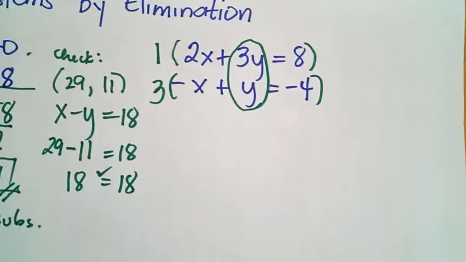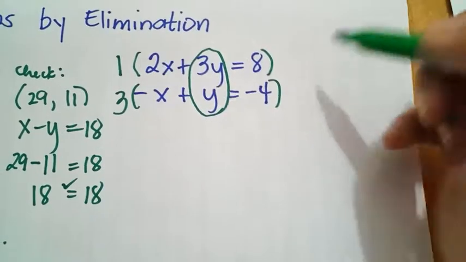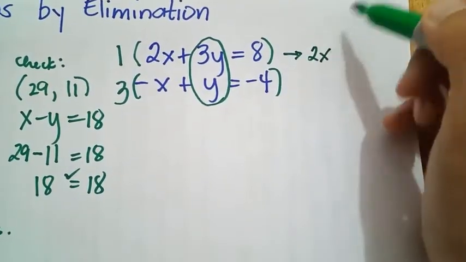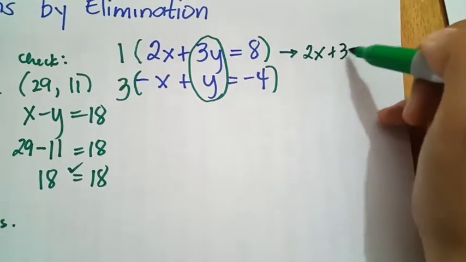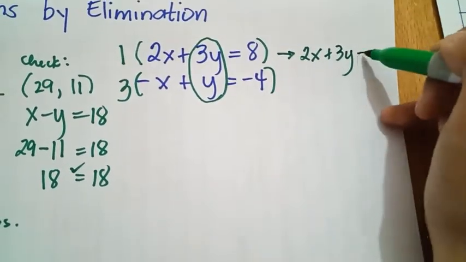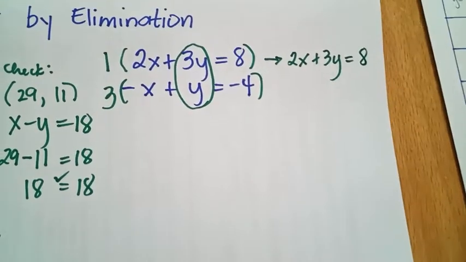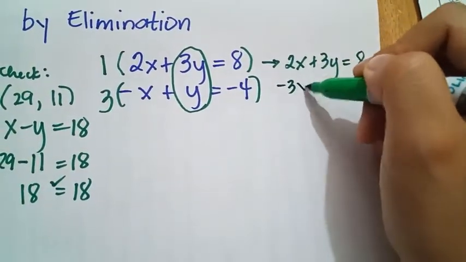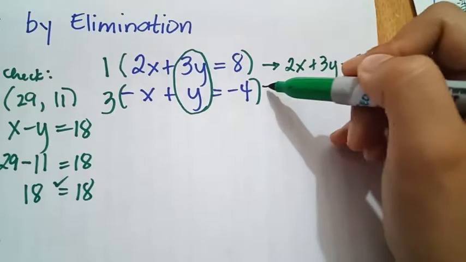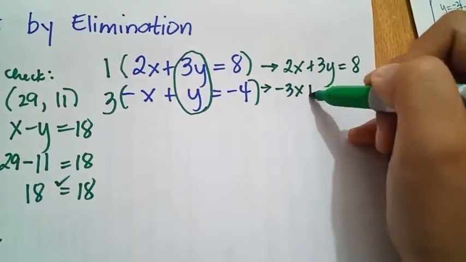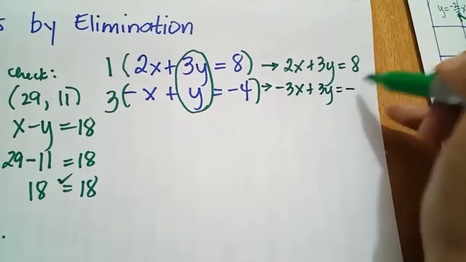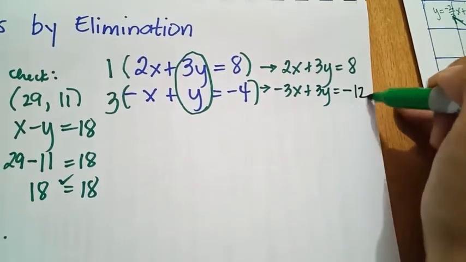No? So, let's say we multiply this one. So, 1 times 2x is still 2x. 1 times 3y is still 3y. And 8 times 1 is still 8. 3 times the whole equation will be negative 3x, 3 times y is 3y, and 3 times negative 4 is negative 12.